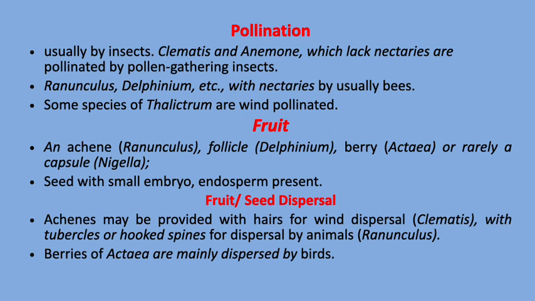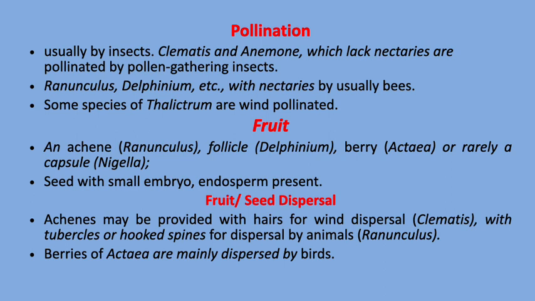Fruits consist of achene, as in ranunculus, follicle, delphinium, berry in actaea, or rarely a capsule, as in nigella. Seeds are with small embryo. Endosperm is present. Now we will study fruit or seed dispersal.